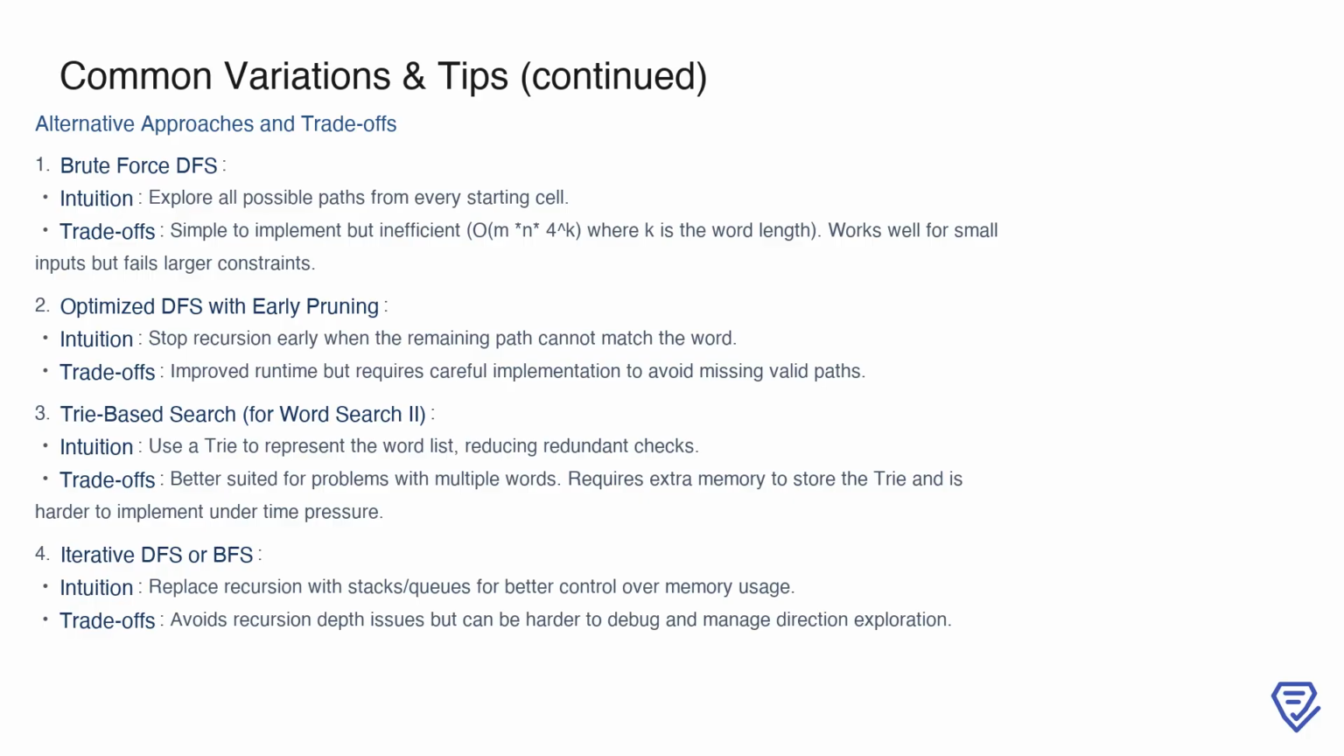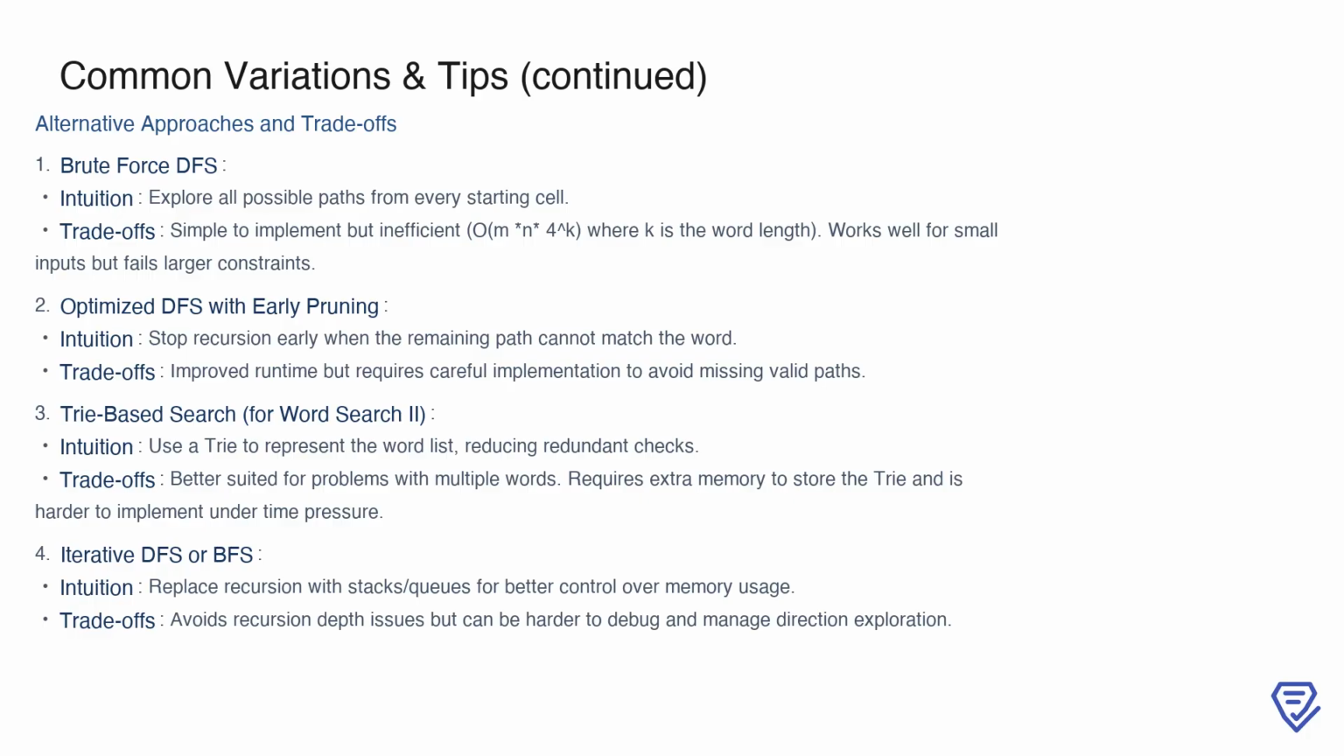To improve efficiency, you can use an optimized DFS with early pruning. This approach stops recursion as soon as it becomes clear that the remaining path cannot match the word. While this significantly improves runtime, it requires careful implementation to ensure no valid paths are missed. For more advanced scenarios, like those involving multiple words, a tree-based search is highly effective. By representing the word list in a tree, you can minimize redundant checks and streamline the search process. However, this comes at the cost of additional memory for the tree and increased implementation complexity.